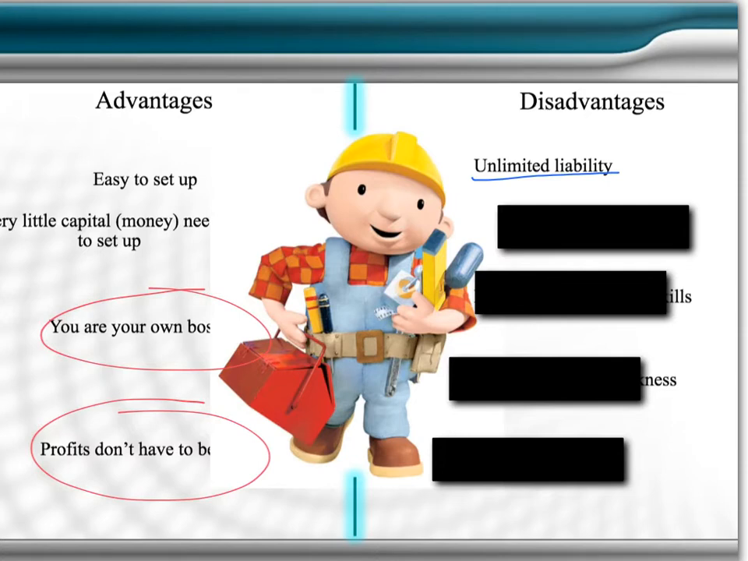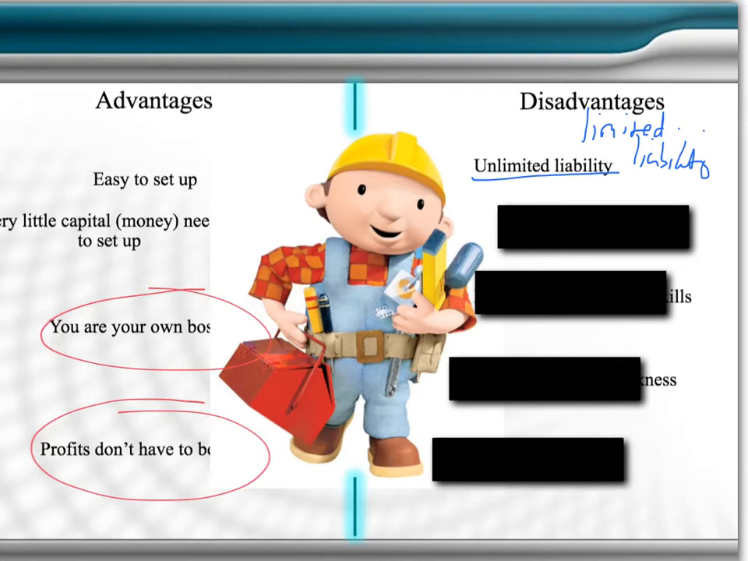Now, a real posh term means that there is, how can I say this easily? When a firm has got limited liability, they've got a separate legal entity, a separate legal identity of the business compared to the person.